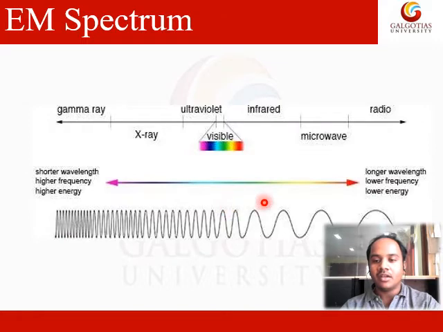In the same way, the wavelength of radio waves will be longer. But when we talk about the frequency, they have lower frequency. When you have lower frequency, the energy of the radio waves will be less. So the energy of the radio waves will be lesser, but the energy of your gamma rays will be higher.